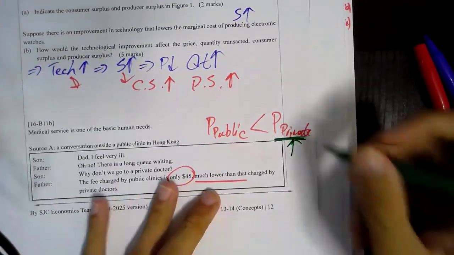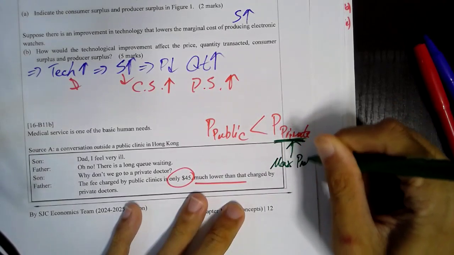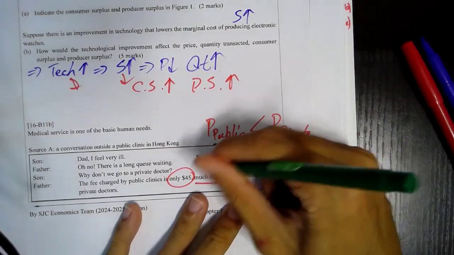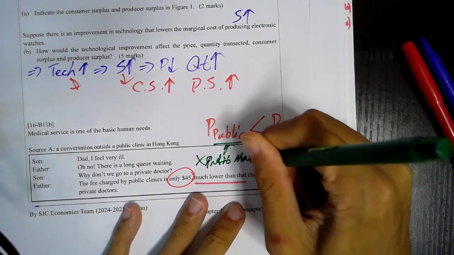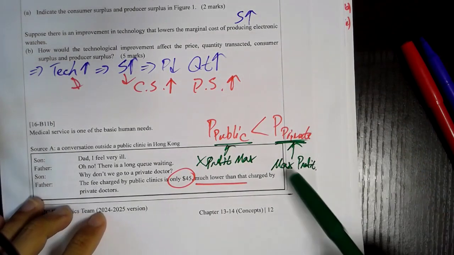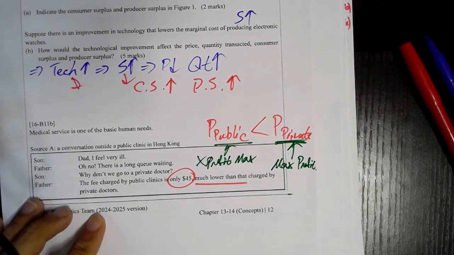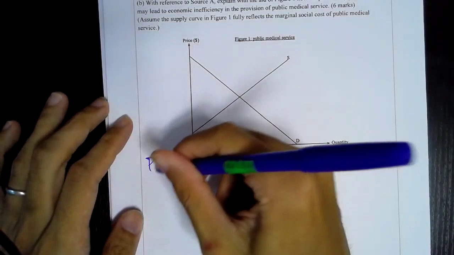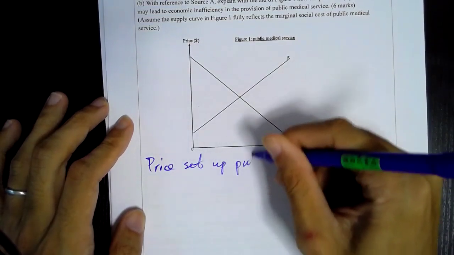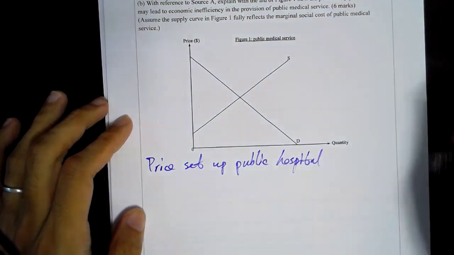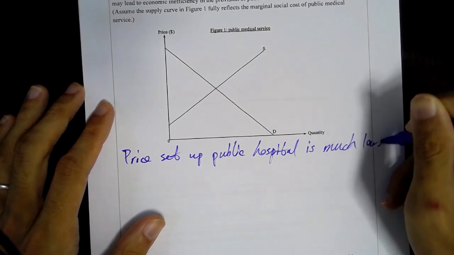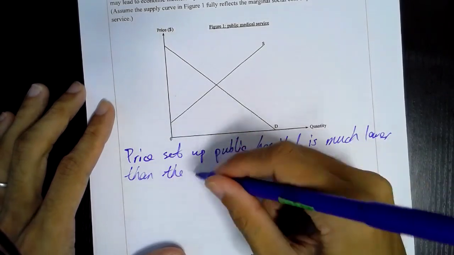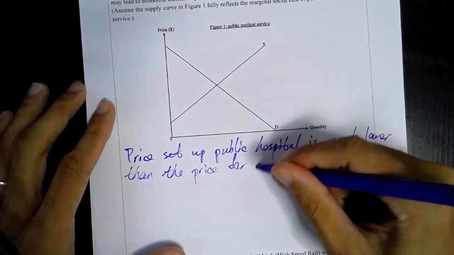Why? Because private individuals, they are more concerned with profit maximization, while public, this is not about profit max. So they set whatever price they want. But the private doctors, they need to set a price such that it is profit maximization. 好啦，即係咩意思啊？What does that mean? It is only natural that we can conclude that the price set by public hospital is much lower than the price for efficiency.